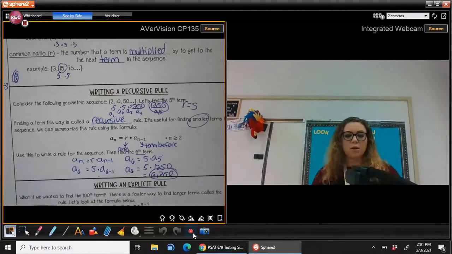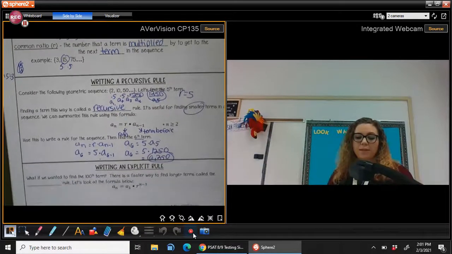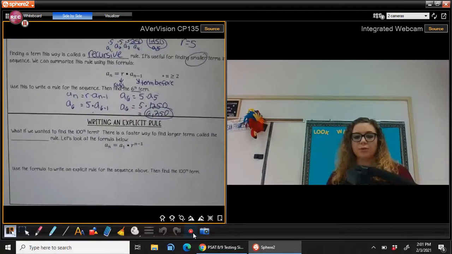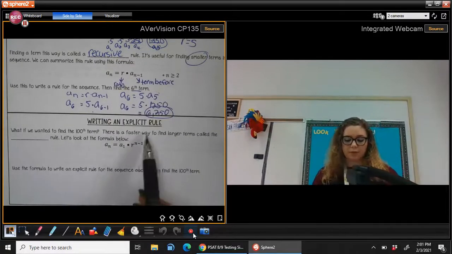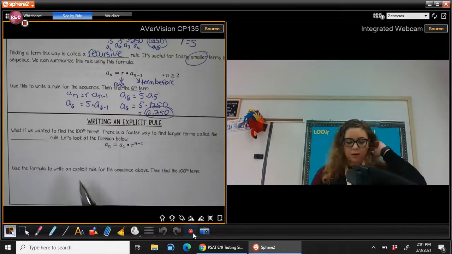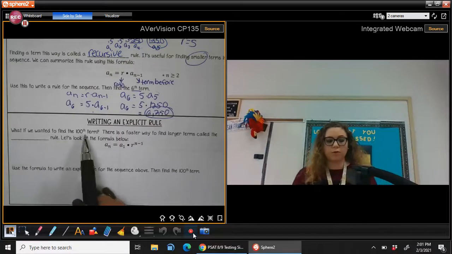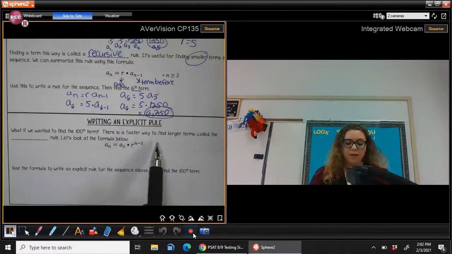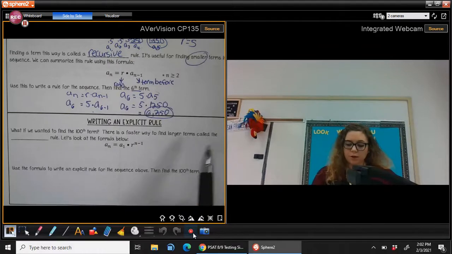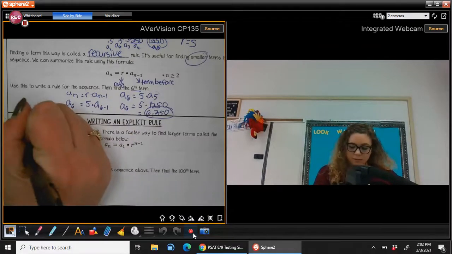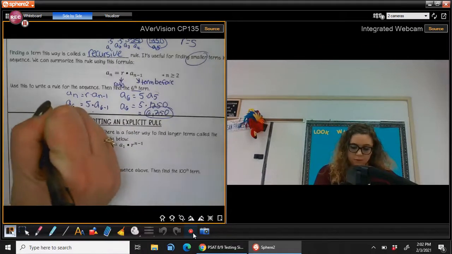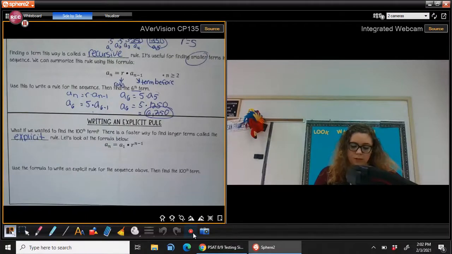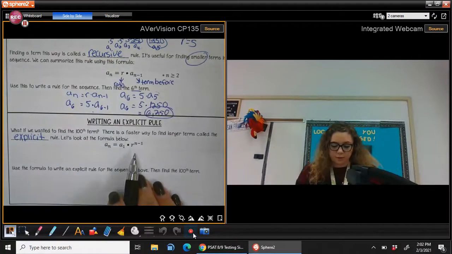So now what happens if they want us to find a 100th term where you have the implicit rule? What if we wanted to find a 100th term? That would take a long time. So there is a faster way to find larger terms, called the implicit rule. So let's look at this formula below.